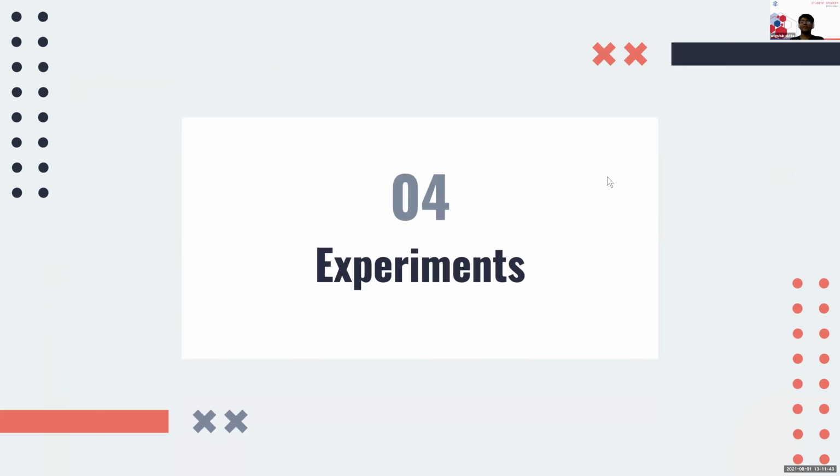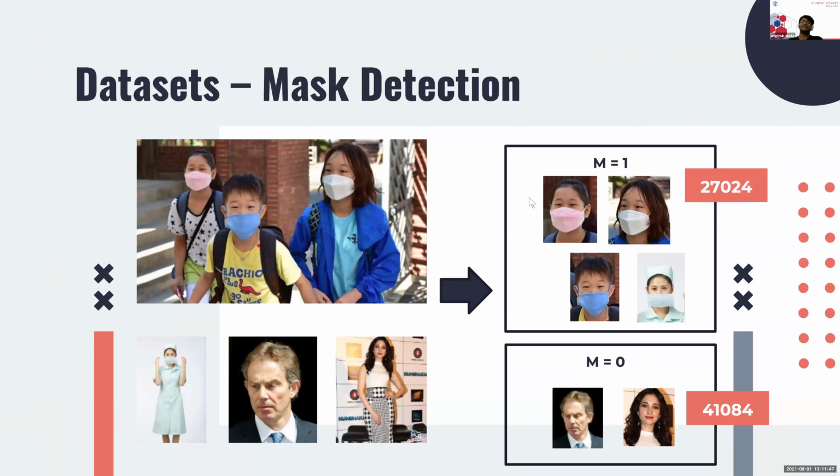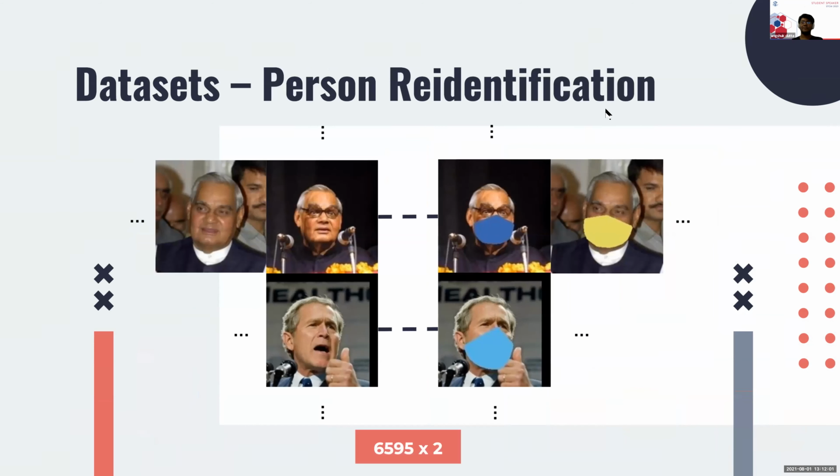Okay, moving on to our experiments. So the first step that we have is the data sets. We have two folders here for mask detection, which is the masked images and the unmasked images. For our masked images, we have 27,024 images, and for our unmasked images, we have 41,084 images. Moving on to our person re-identification data set, we have an equal number of images for both masked and unmasked, which is 6,595.